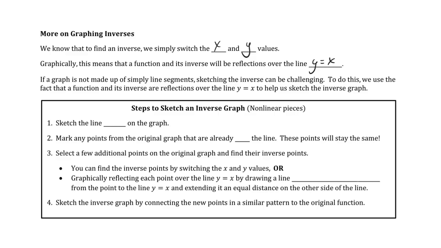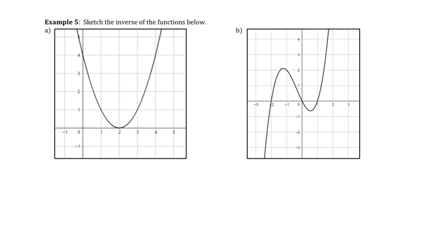So the first thing you want to do is sketch the line y equals x on your graph. Mark any points that are already on the line because they stay the same. They won't move. And then we'll select a few additional points on the graph and find their inverse points, right? You can do this just by switching the x or y. Let's see if we can figure out what all that meant on the last page.